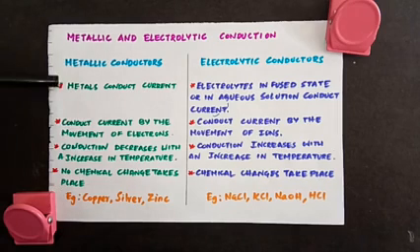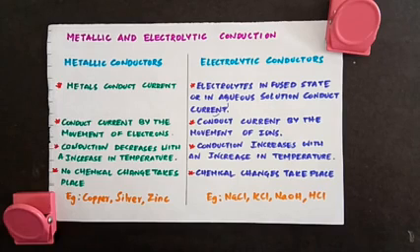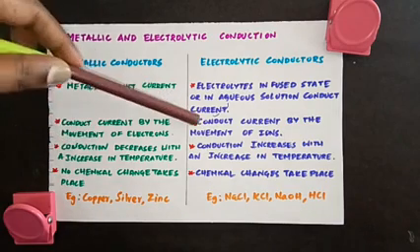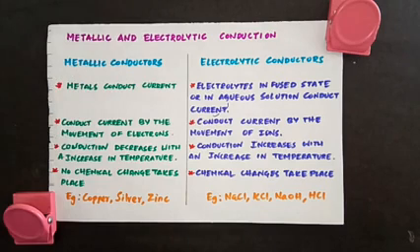And in the case of metallic conductor, the conduction of current is done by the movement of electrons. When the electrons move through the metals, then electricity is conducted. But in the case of electrolytic conductors, the electricity is conducted by the movement of ions. So here when the electrons move, current is conducted, but in the case of electrolytic solutions, when the ions move, current is conducted.